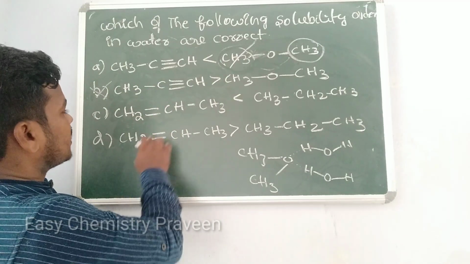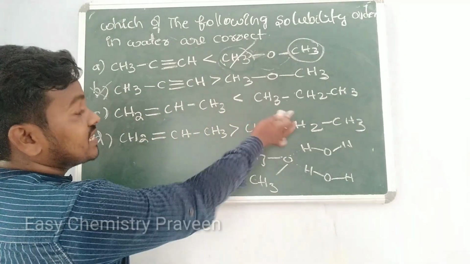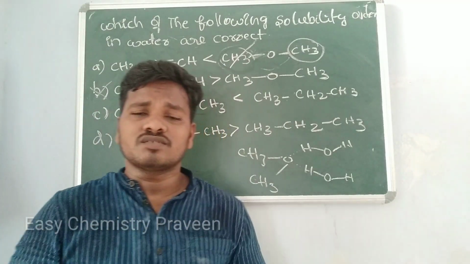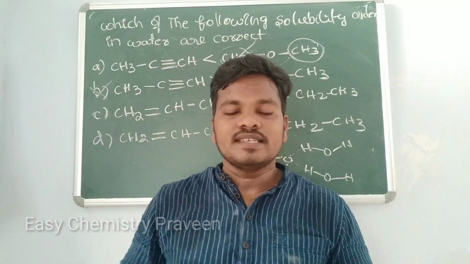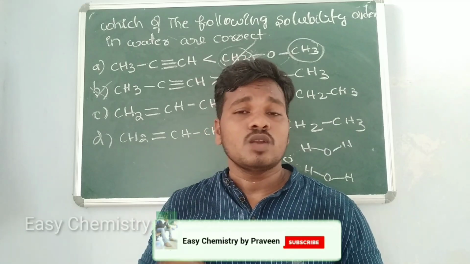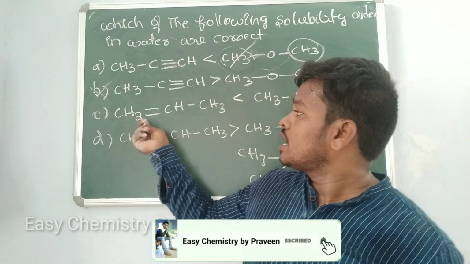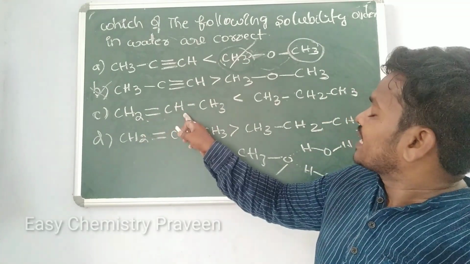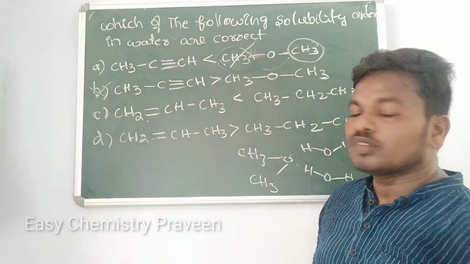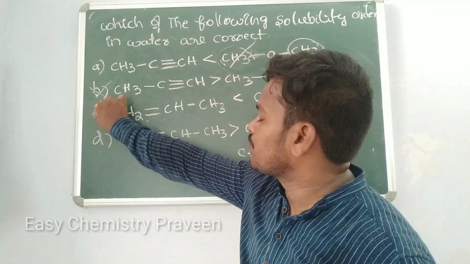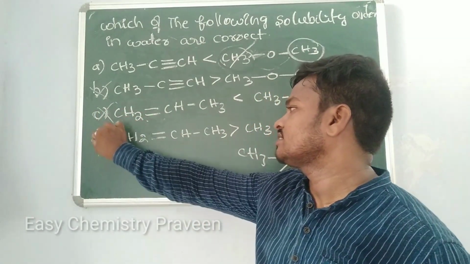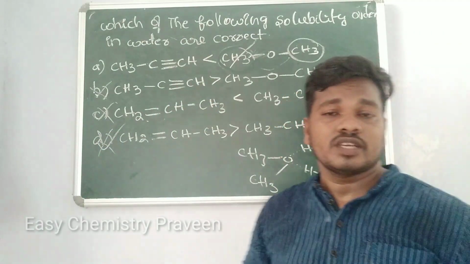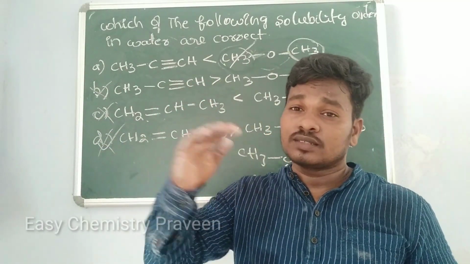In the third one, you can see an alkane. In the case of simple alkanes, what we have to identify is whether a double bond is there, a triple bond is there, or a single bond is there. First we can see a double bond is there here. So they are saying propene has more solubility when compared to propane, but it is incorrect, because a pi bond is a weaker bond than a sigma bond. You have to keep this in mind while solving solubility order questions.